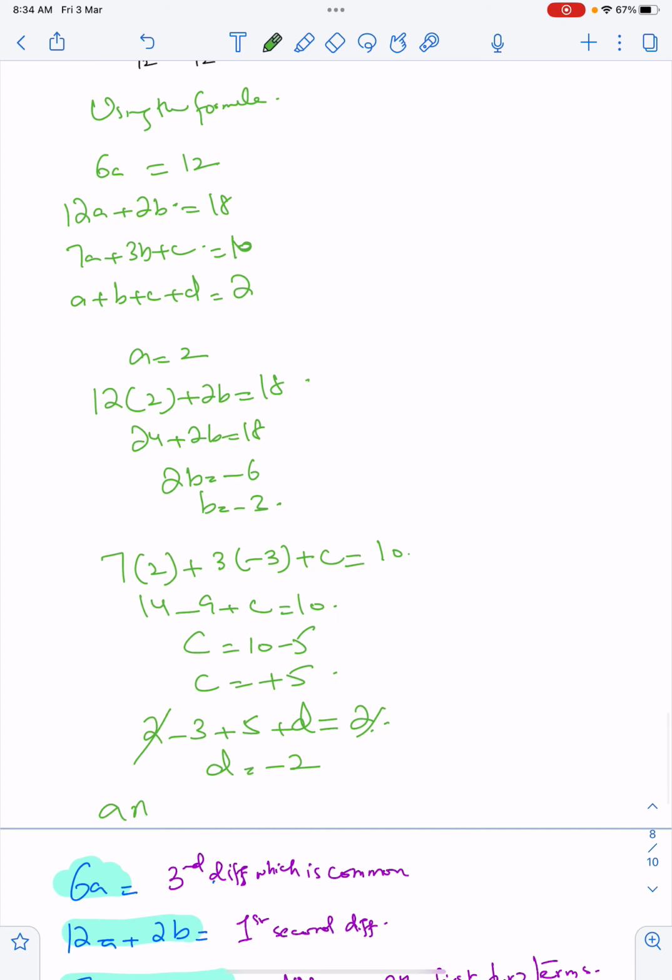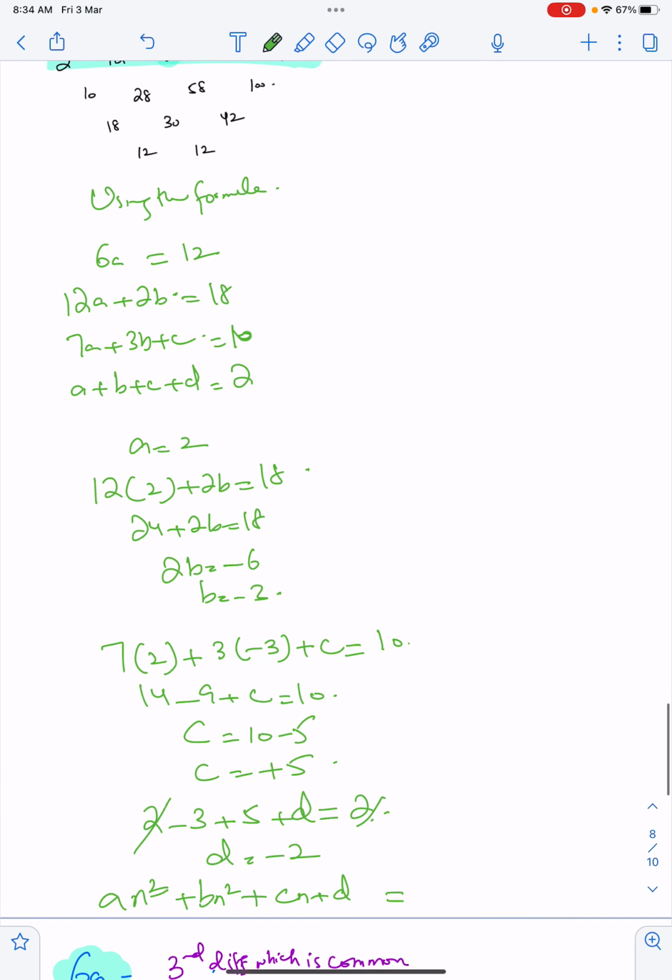Let's plug it into the formula, a n cubed plus b n square plus c n plus d. So a is a 2 n cube, b is a negative 3 n square plus 5 times n minus 2. This is the formula to find out the sequence, the cubic sequence.